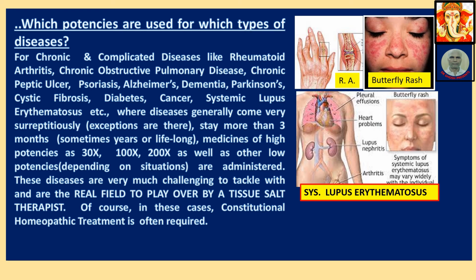On the right hand side, I have shown three pictures. Number one, on the top left, RA means rheumatoid arthritis. It's a very bad type of arthritis, an autoimmune disease. And then the butterfly rash of SLE, systemic lupus erythematosus. Other symptoms of SLE are shown in the lower image.